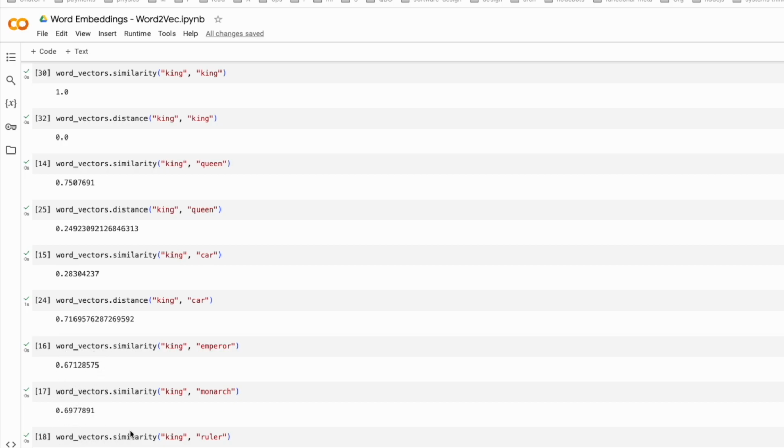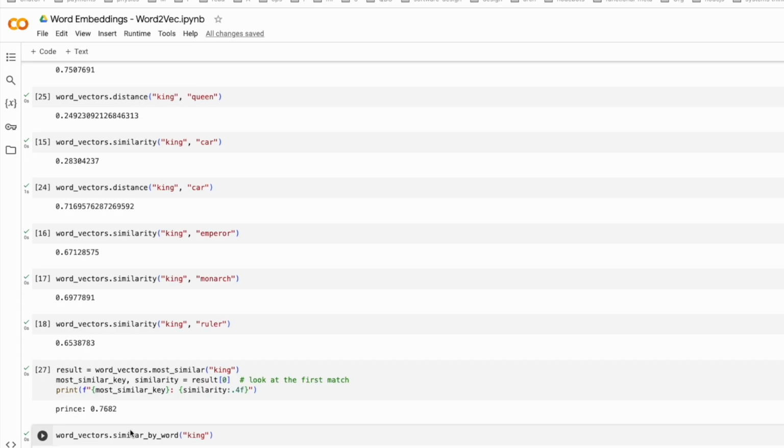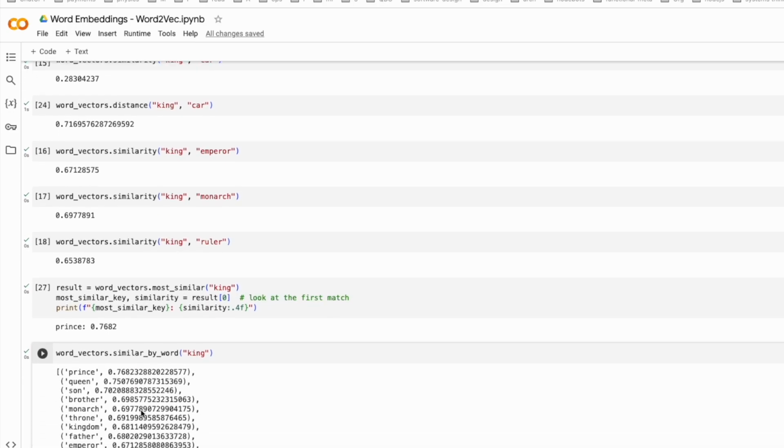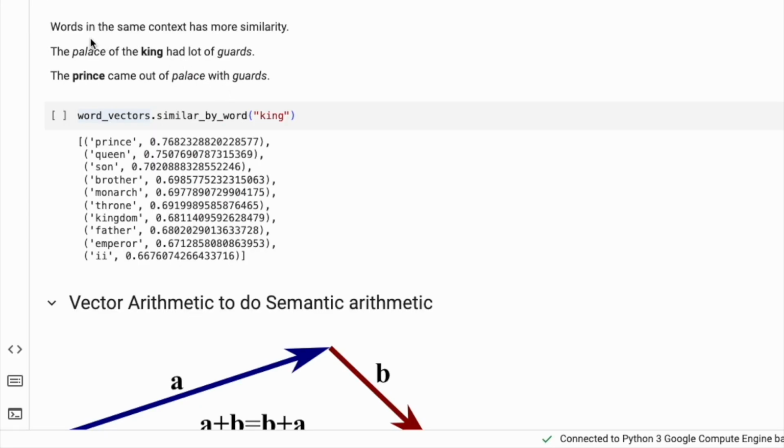Now we can also find out what are different words which are similar to king. The first thing that you try to find is the most similar word, and it looks like prince is the most similar word. So the idea is that words in the same context have more similarity.